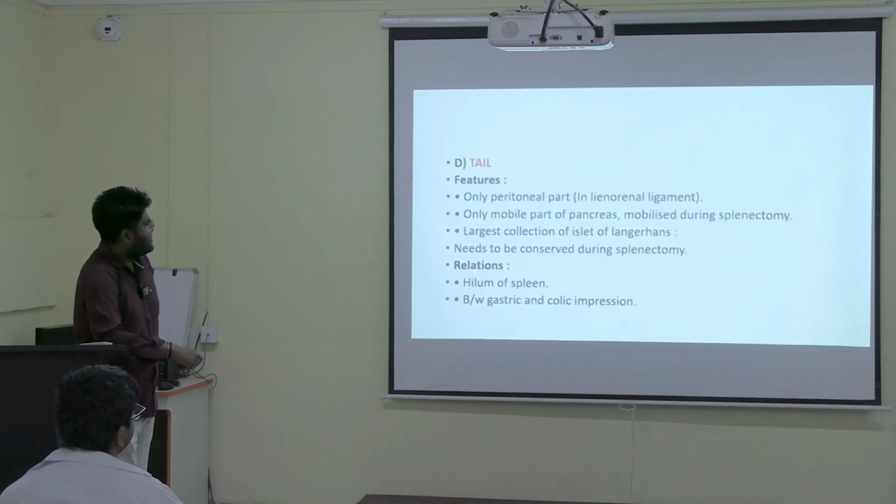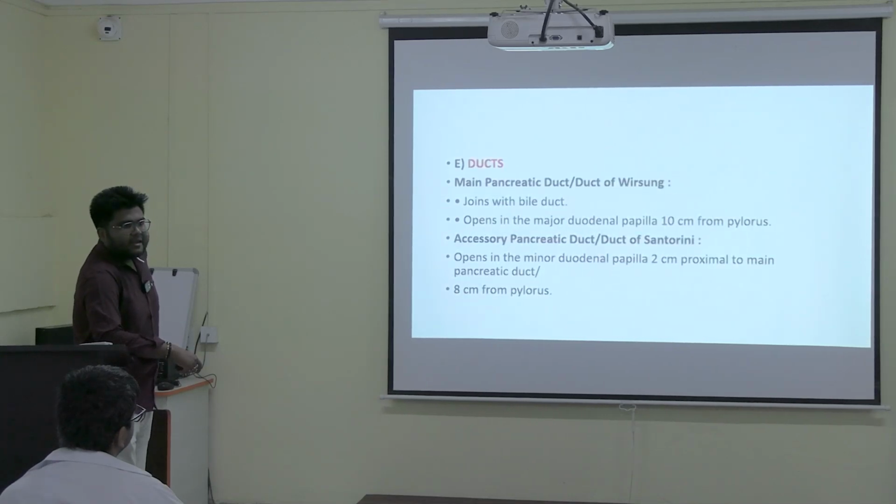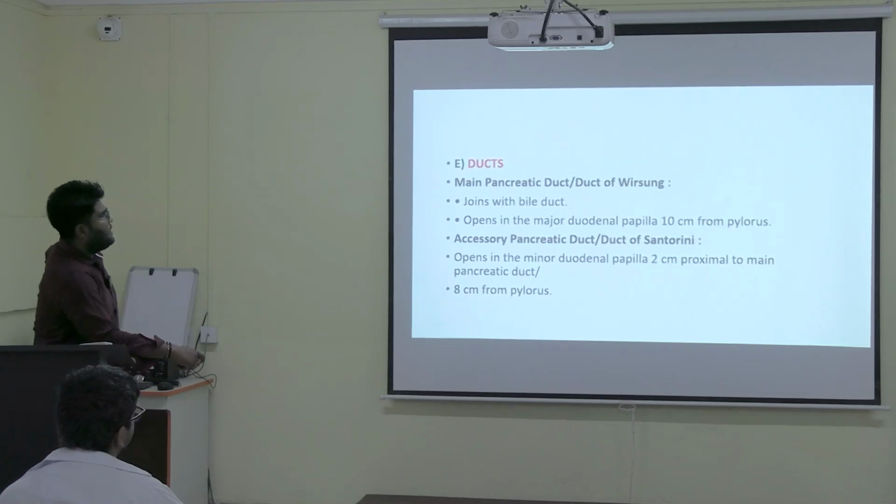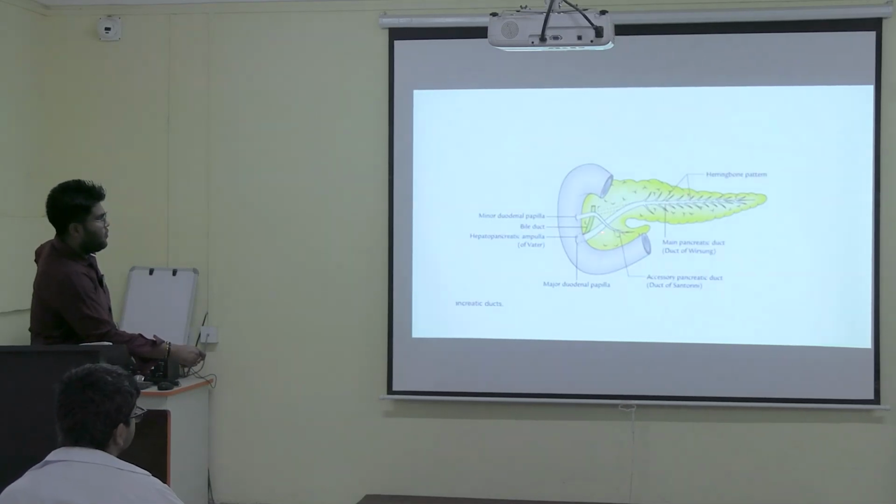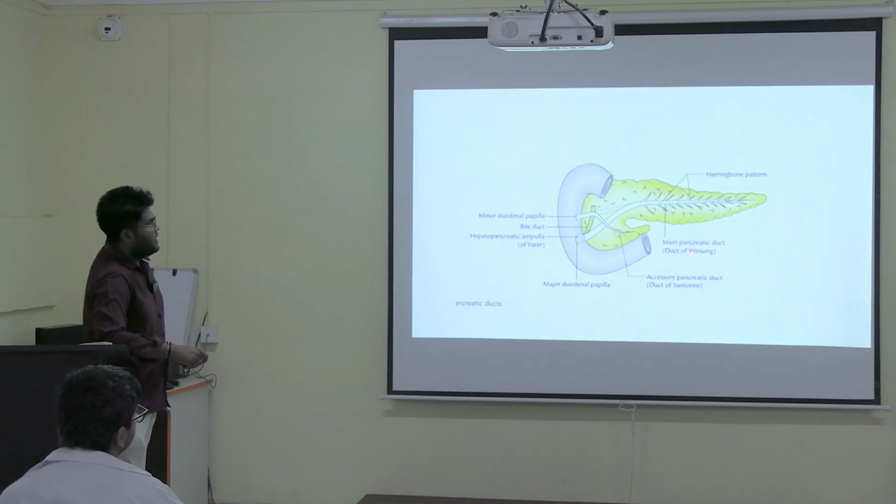Next, the tail part is attached to the hilum of the spleen. This is the mobile part. Here the largest number of islets of Langerhans cells are present. Next, the duct. The main pancreatic duct is present, and another, the accessory pancreatic duct, is attached here. The main one is also called the duct of Wirsung, and the other is the duct of Santorini. So there are two ducts present.